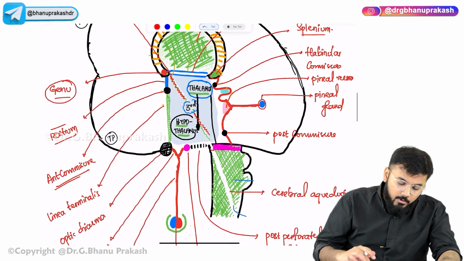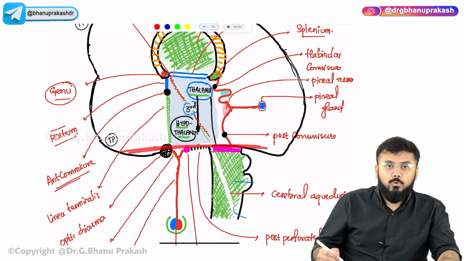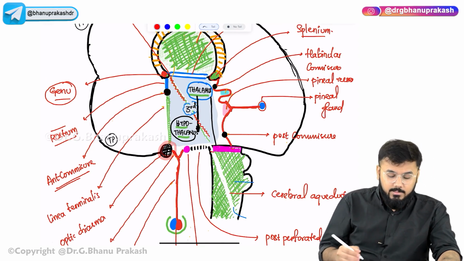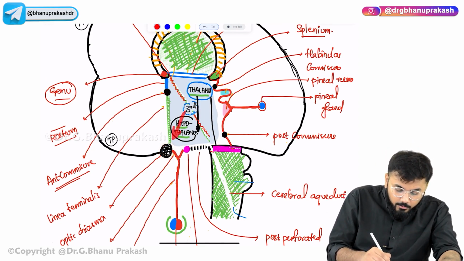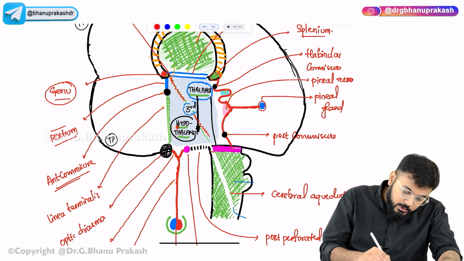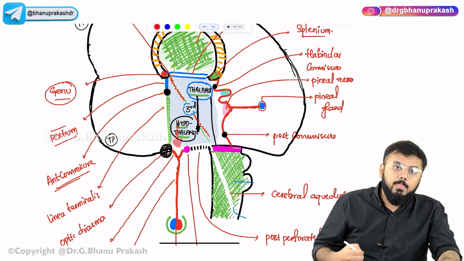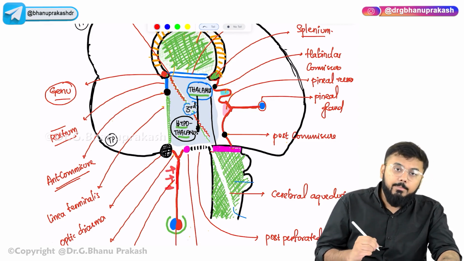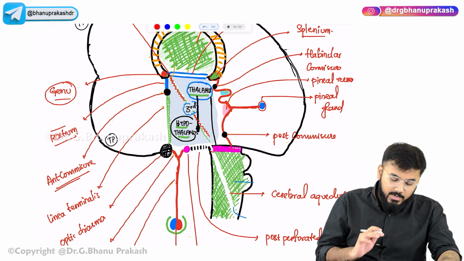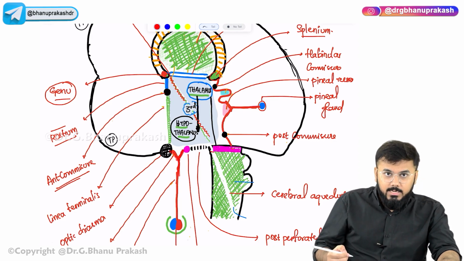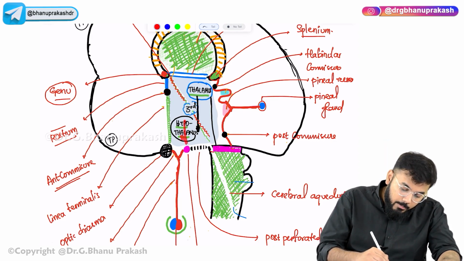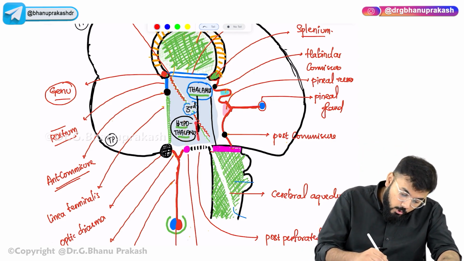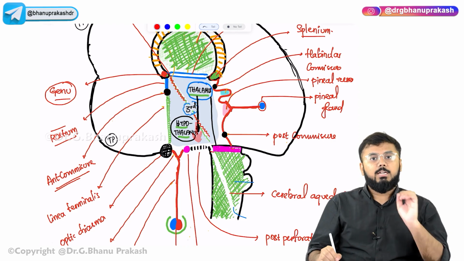The floor is made up of what? See, this entire thing is the floor. You start your discussion from this part called the optic chiasm. The floor is made up of optic chiasm, tuber cinereum, and this medial eminence, right? The floor is also made up of this structure called the mammillary body, and the posterior perforated substance.